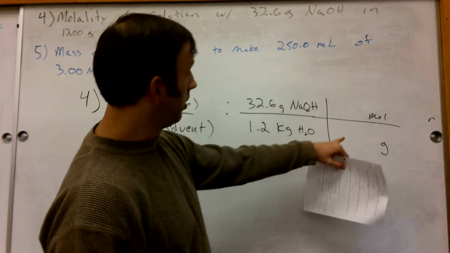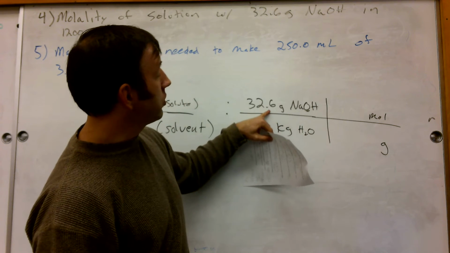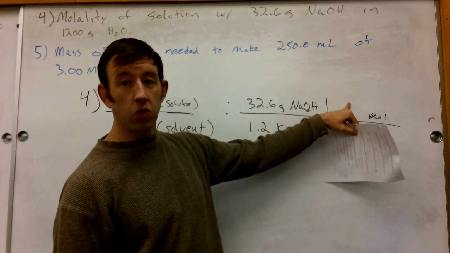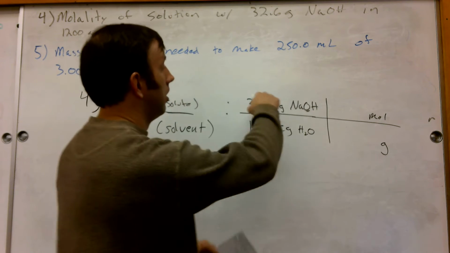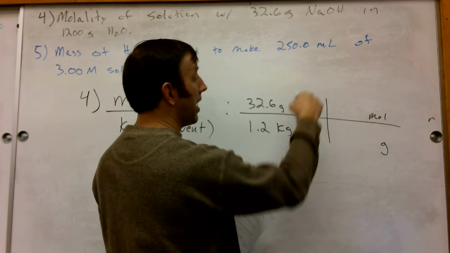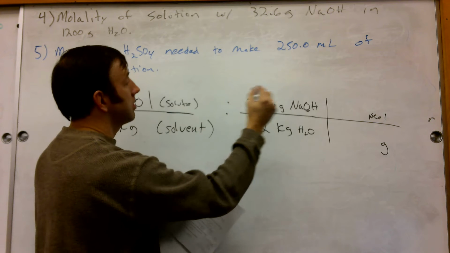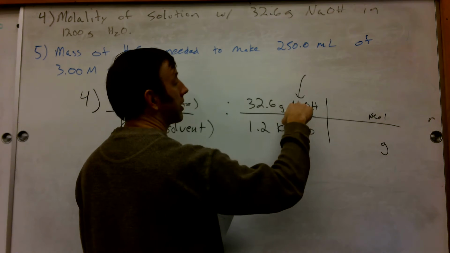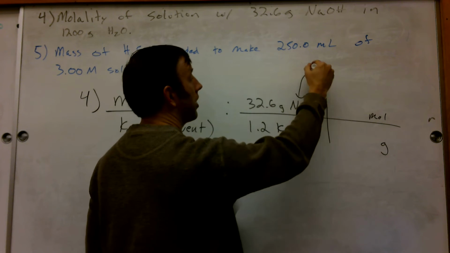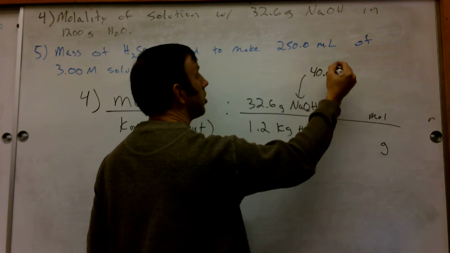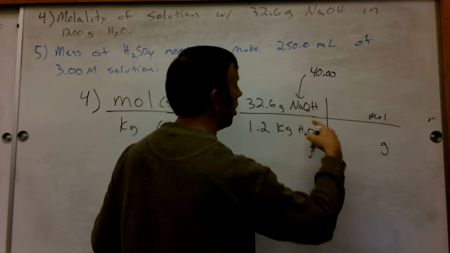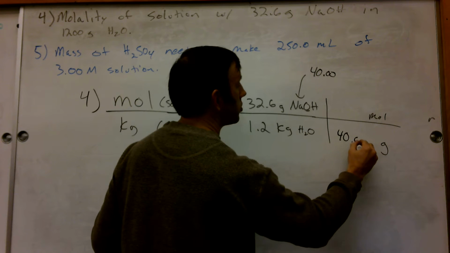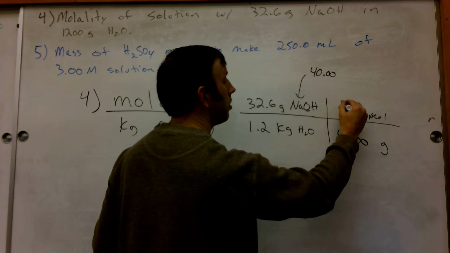But do learn that. All right, anyways, we have 32.6 grams of sodium hydroxide. How many moles is that? Okay, we need to know the molar mass of sodium hydroxide. So the molar mass of NaOH, I take one sodium plus one oxygen plus hydrogen, I get 40.00. All right, so that would be 40.00 grams in 1 mole.